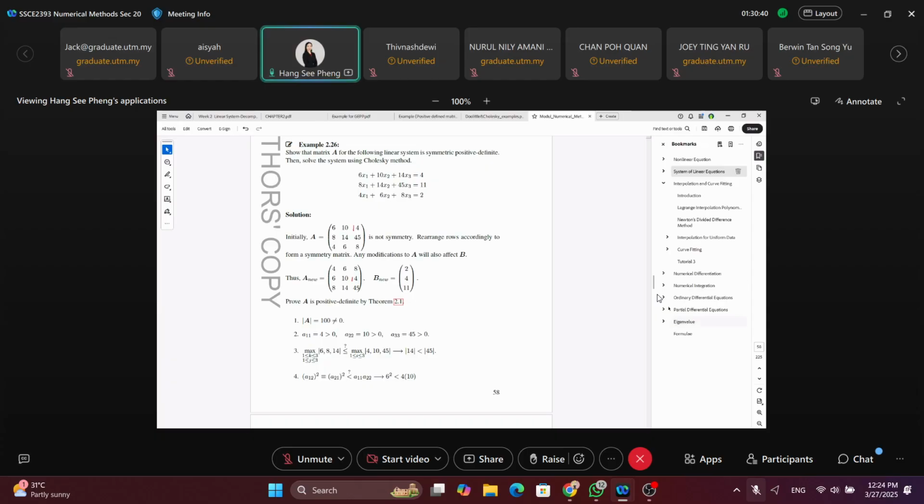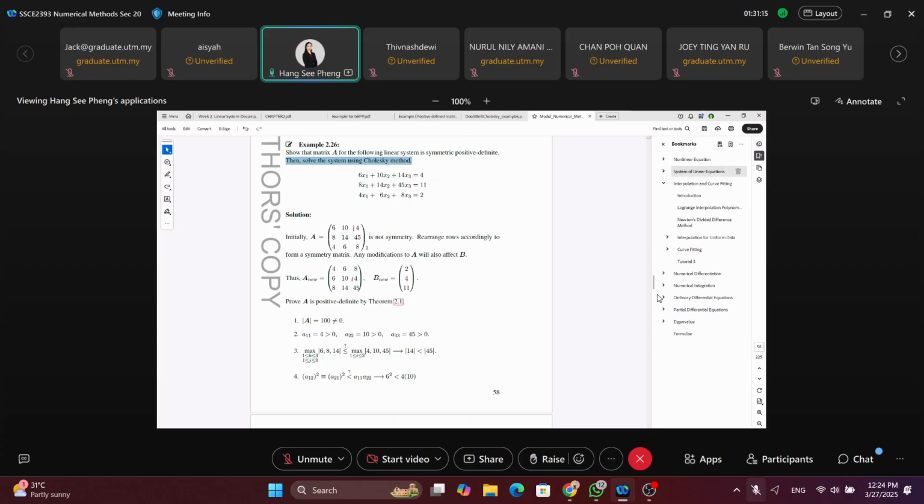Okay, now, sorry, okay, come back. Okay, so look at this example. Show that the matrix A for the following system of linear equations is symmetric positive definite. Then, solve the system using the Cholesky method. Now, this is also one of the past questions. Okay, this system, we look at the matrix A, we extract it. And you find that actually this is not symmetric.